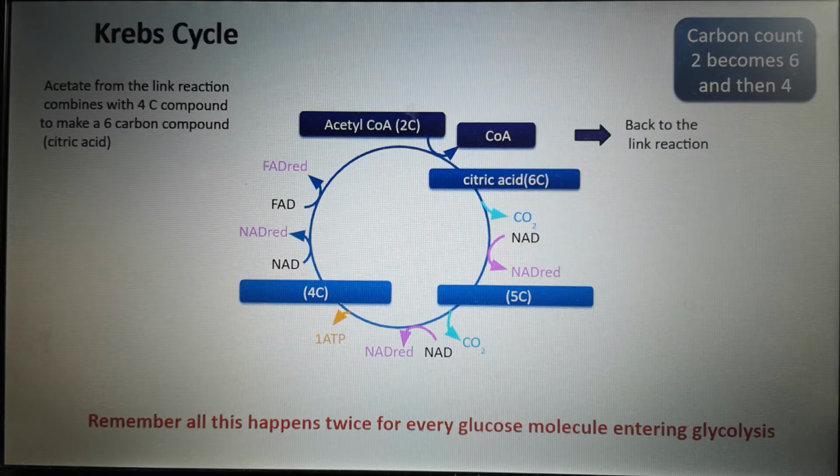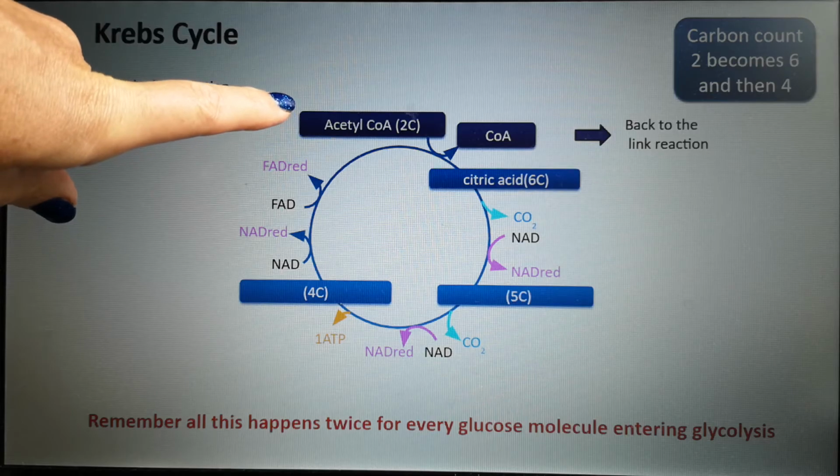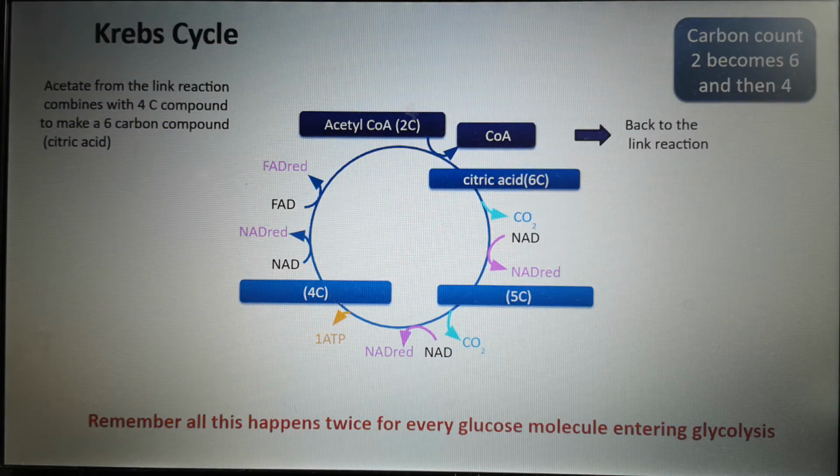Okay, very important down here. Remember, all this happens twice for every glucose molecule entering glycolysis, because the link reaction produces 2 molecules of acetyl-CoA because the glycolysis produces 2 molecules of pyruvate. Okay, so that's important. When you're counting, when we get to the end here, you have to count carbons, you have to count reduced NADs, you have to count carbon dioxides. So it's really important that you remember that this happens twice for every glucose molecule.